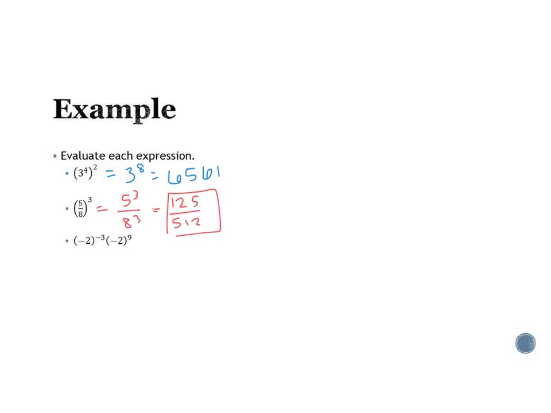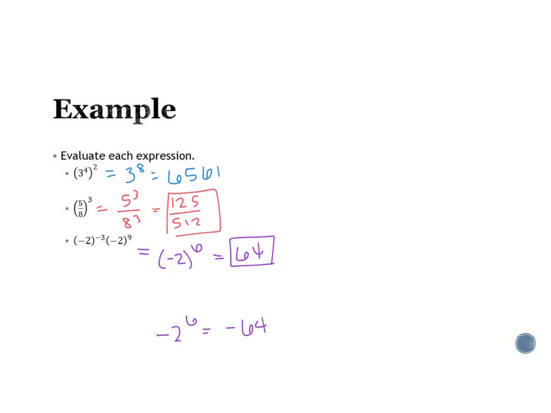And our last one here, we are multiplying with the same bases, so we keep our base, and we need to keep it in parentheses, and I'll explain why in a second. We add our exponents, so negative 3 plus 9 is 6, and then we need to take negative 2 six times, which is going to be a positive 64. If you dropped your parentheses and wrote it like that, that actually gives you a negative 64.